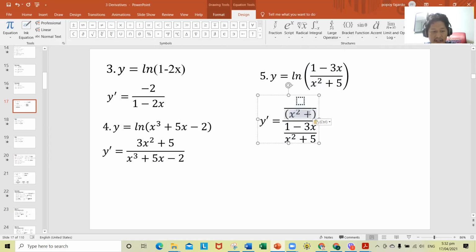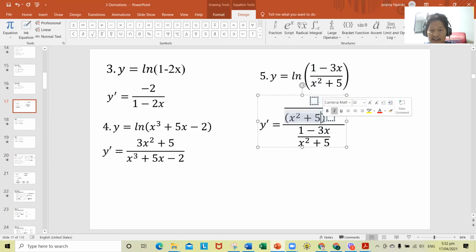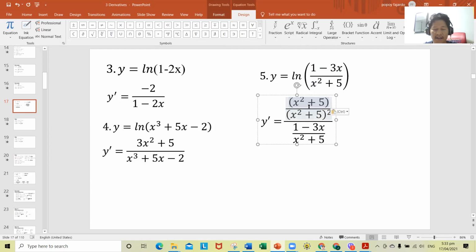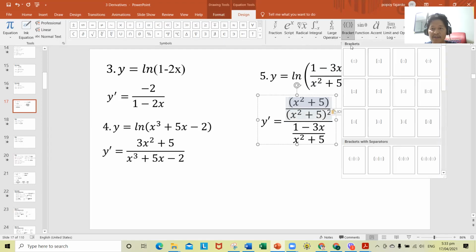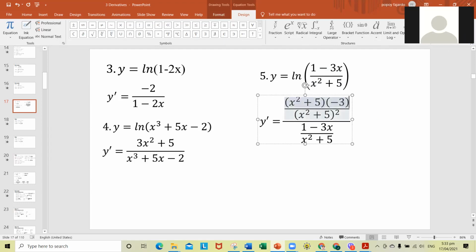Nalagay muna natin yung denominator. Tapos we will square it, right? Tapos square, okay? And then copy the denominator, times the derivative of the numerator. In this case, ano derivative ng numerator natin? It will be negative 3. Negative 3 po. Okay, very good.